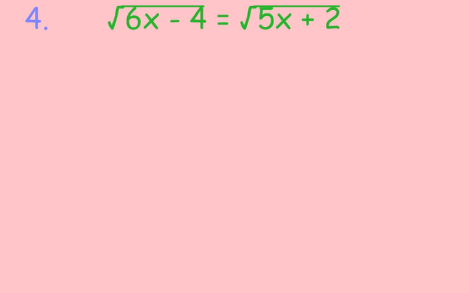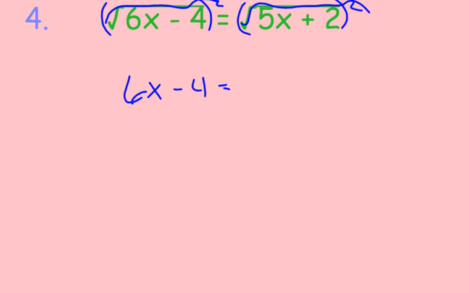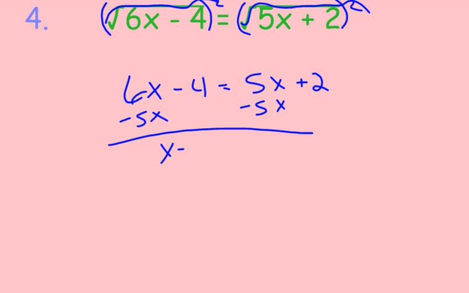Last one we're going to do is when you have a square root on both sides. So since the square roots are by themselves, I'm going to square each side of the equation. What's kind of cool here is this cancels this out. So I'd have 6x minus 4. And then this square root cancels out that squared, so I have 5x plus 2. And from here, this is a very basic algebra problem for us. So I get my x's on one side, numbers on the other, and I find x to be 6.